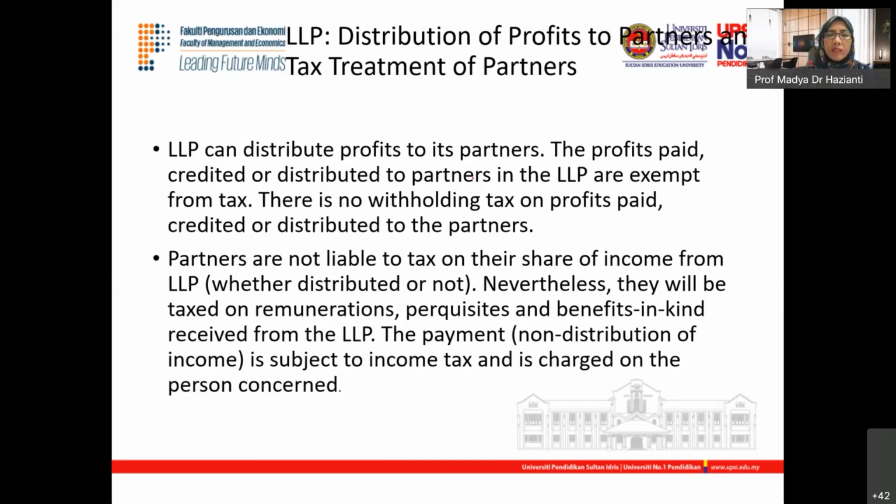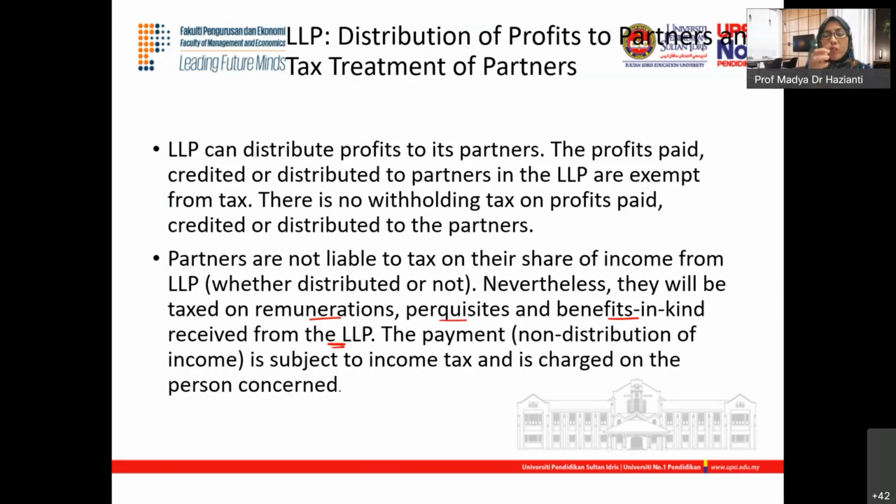So the profit paid or credited are exempted from tax, no withholding tax. Partners are not liable to tax on their share of income. Nevertheless, they will be taxed on remunerations, perquisites and benefit in kinds from the LLP. Nampak tak? Dia will be taxed macam kita kira employment income.